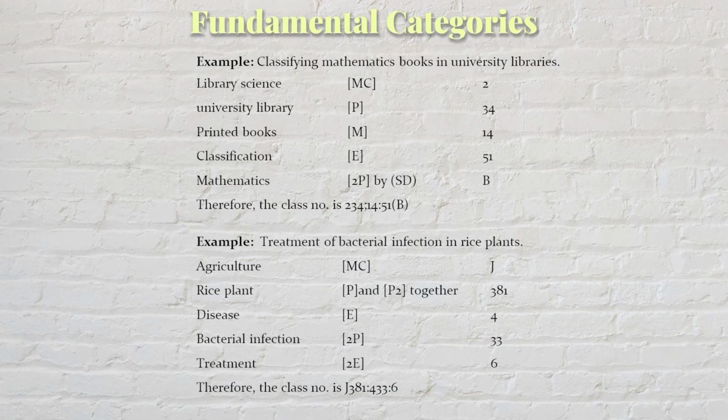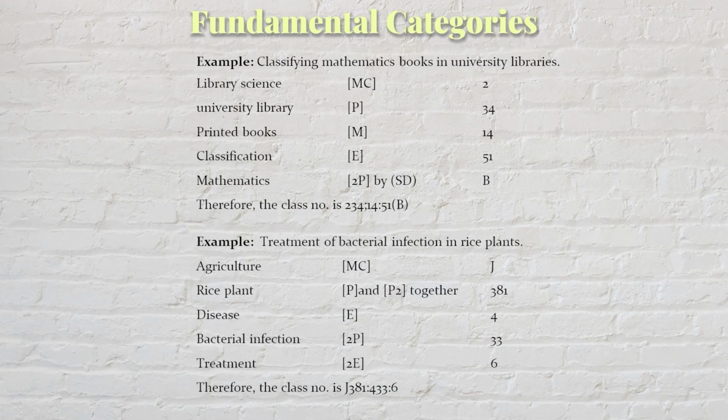Again, treatment of bacterial infection in rice plants. Here main class J, that is agriculture. Then rice plant, here P and P2 are taken together as 381. P is the first round first level personality and P2 is the first round second level personality, and taken together the notation is 381. And disease, energy for bacterial infection, the second round personality, that is 33, and treatment is second round energy, that is 6.